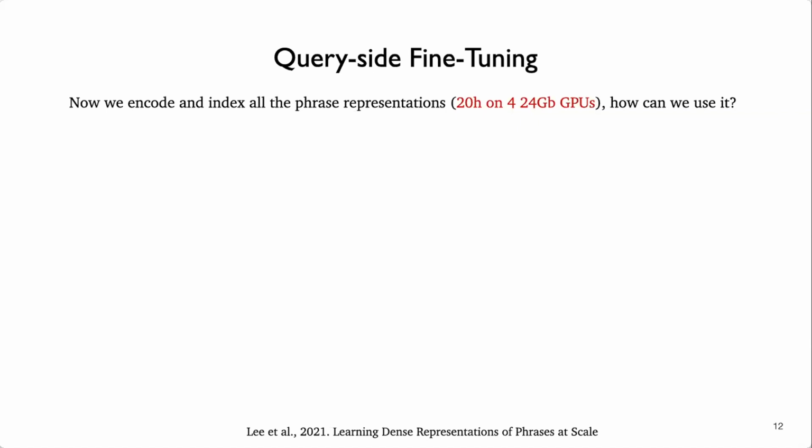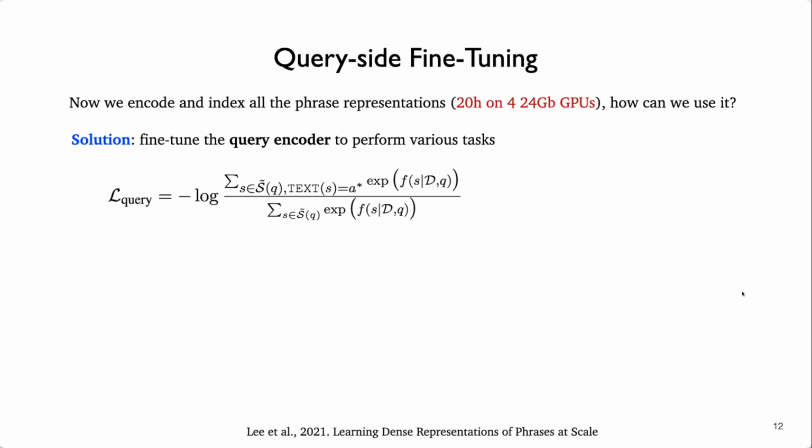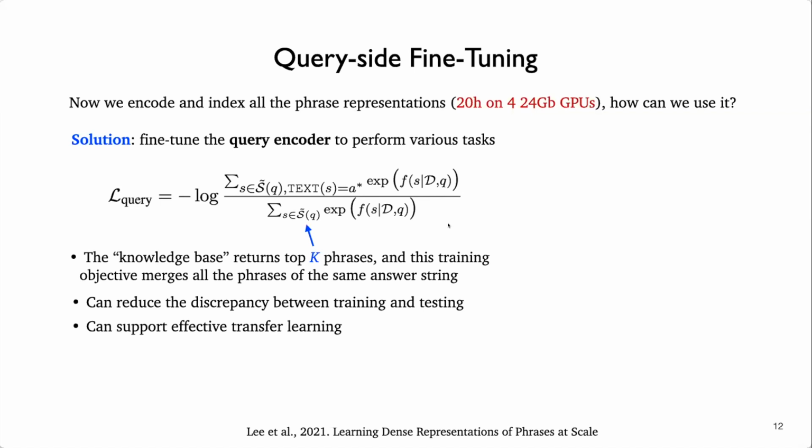The next question is how we are going to use this phrase index for question answering and other knowledge-intensive NLP tasks. This is the last step of this work: we fix the phrase index and only fine-tune the query encoder to perform various different tasks. Here the idea is that we use the phrase index to return the top K phrases, and we try to maximize the marginal log likelihood of all the top phrases that match the correct answer string.